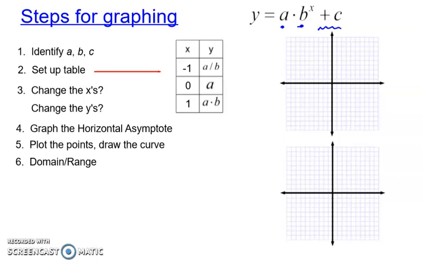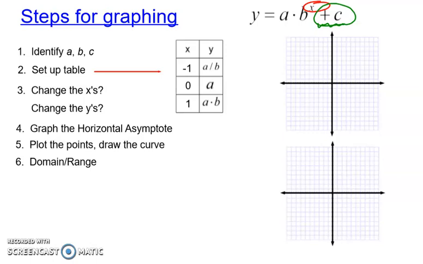If we're going to change the x's, we will know because the place that will change the x's will be right up here in the exponent. That's where we change the x's. That would be considered your inside. If we're going to change the y's, it will be whatever happens out here with the c. So maybe we add, maybe we subtract.